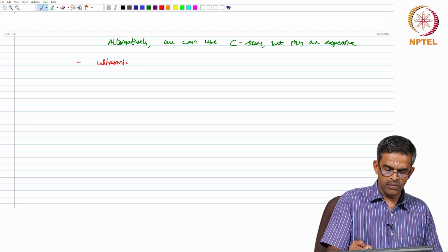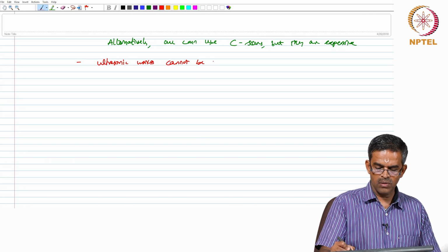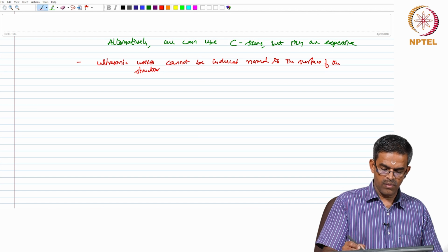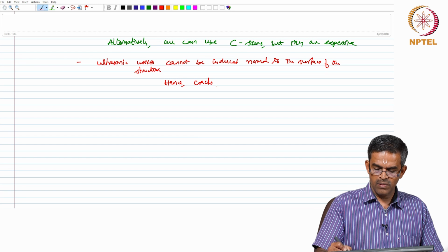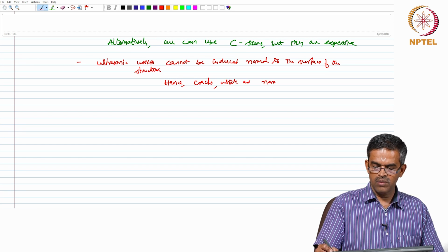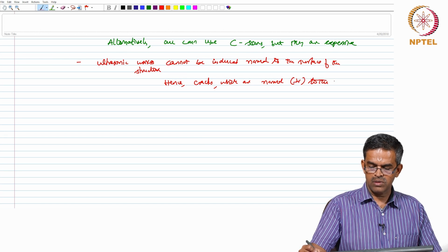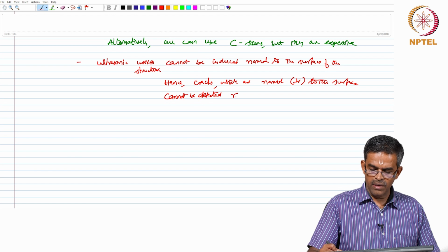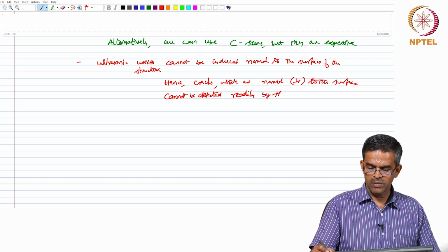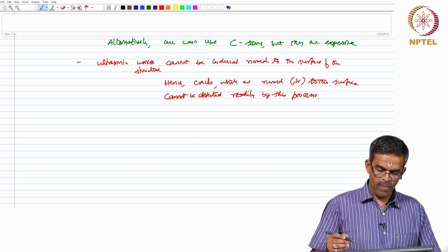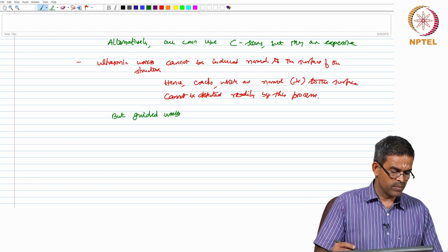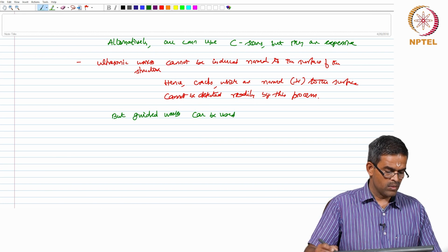The ultrasonic waves cannot be induced normal to the surface of the structure. Hence, cracks which are normal, that is perpendicular to the surface, cannot be detected readily by this process. But guided waves can be used to detect such flaws.